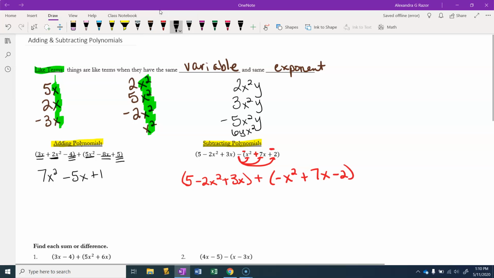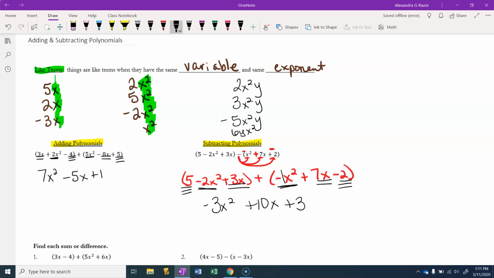And now I'm going to see what can go together. Again, I start with my biggest exponent, which is negative 2x squared. That's going to go with this one, which is a negative 1x squared. A negative 2 and a negative 1 is a negative 3x squared. And then I'm going to go to my x's, 3x and 7x. That's 10x. And then 5 minus 2, that's a positive 3.